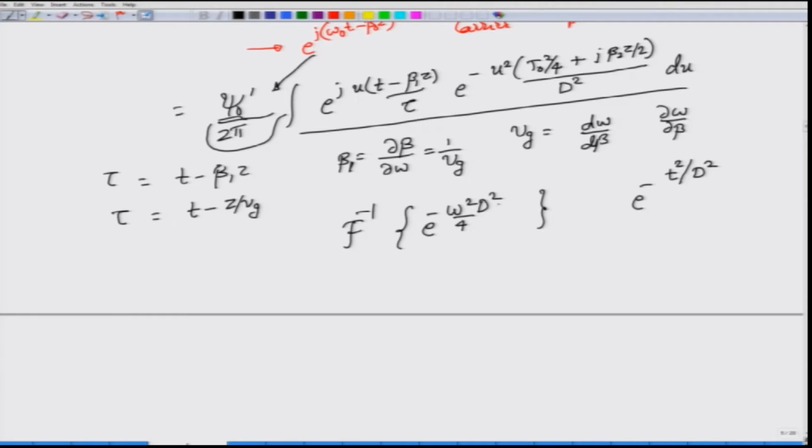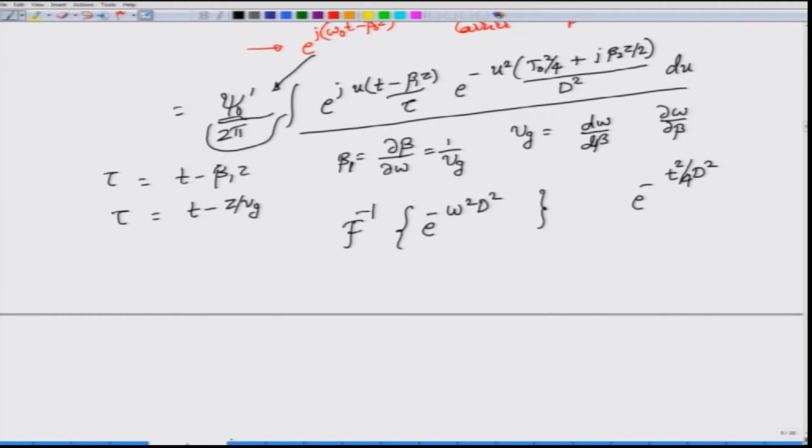Since it is not, then you can multiply and divide by 4 and then this would be e power minus t square by 4 d square. Okay. So, the point to note here is that what we have in the bracket, or rather in the expression for the integral, is actually nothing but simple Gaussian inverse Fourier transform of a Gaussian function.